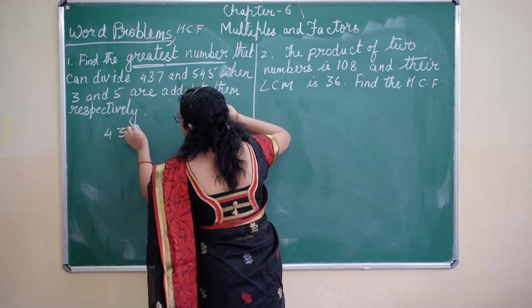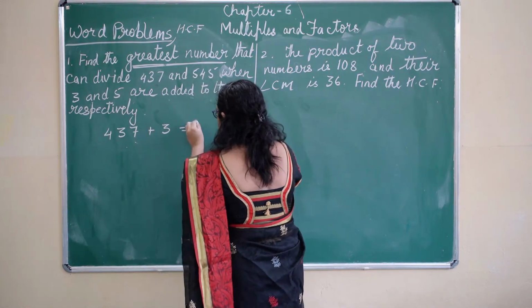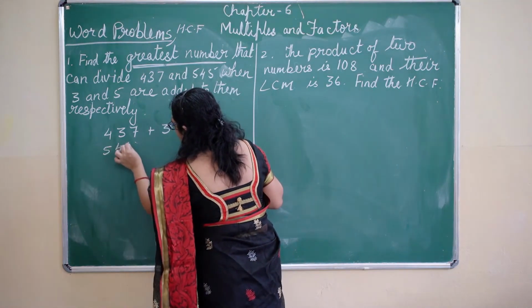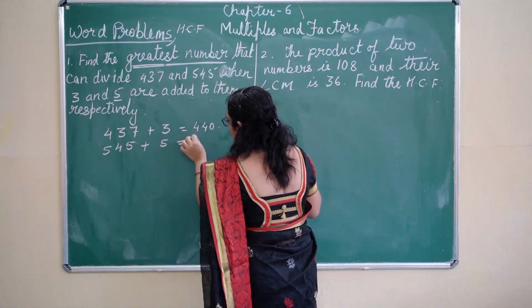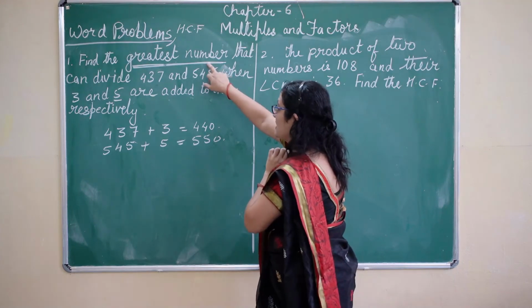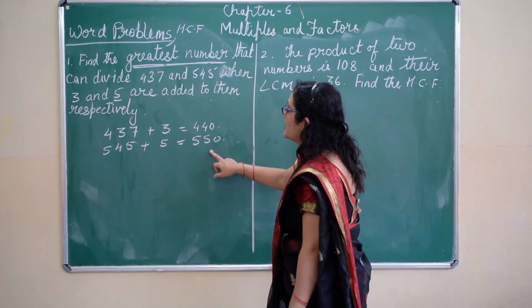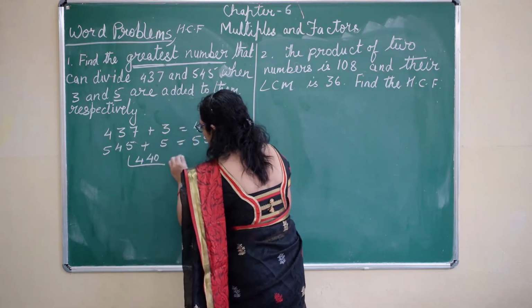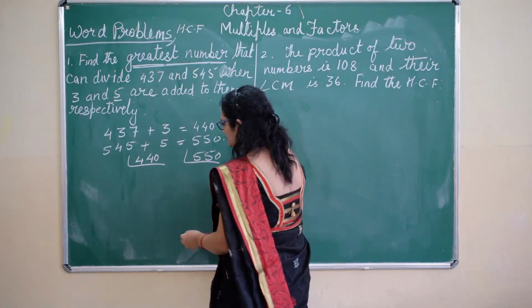But what is written? When 3 and 5 are added to these numbers. So 437, what is added to this number? 3. What will we get? 440. And 545, what is added to this number? 5. So what will we get? 550. Now what do we have to find? The greatest number that can divide these two numbers. That means we have to find the HCF. We will find the HCF by the prime factorization method. We will write like this.